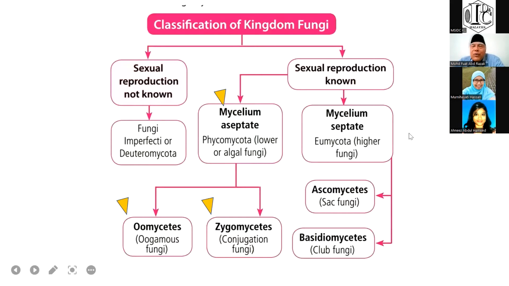And if you look under the microscope and you see coenocytic hyphae, then you are probably looking at two big groups of fungus. One is zygomycete, the other one is oomycete.